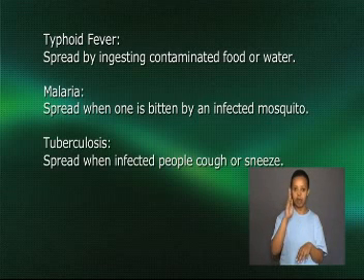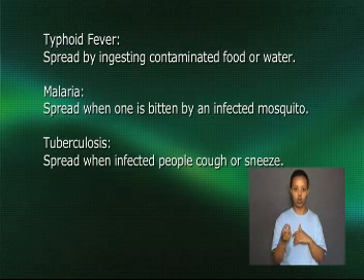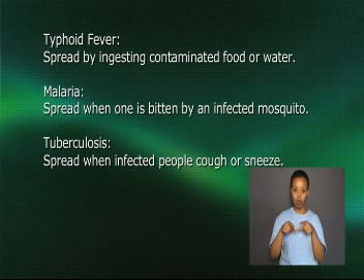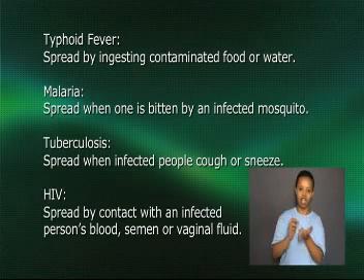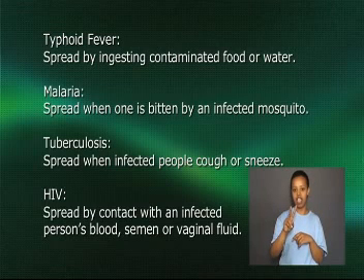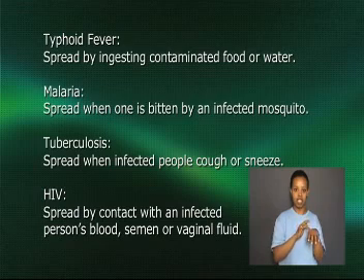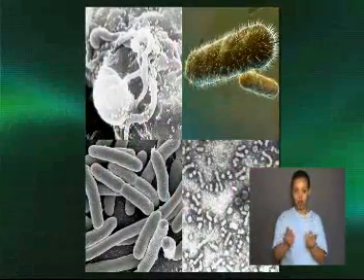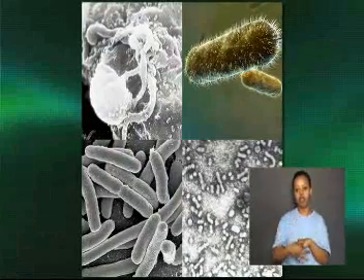Tuberculosis is spread through the air when an infected person coughs, sneezes, or contaminates the air with tiny water droplets that contain living microorganisms. Finally, HIV is spread when a person comes in contact with an infected person's blood, semen, or vaginal fluid. When we complete this lesson, teacher will review your answers to make sure that the examples you wrote down are correct. The diseases that we just reviewed are caused by infectious microorganisms.